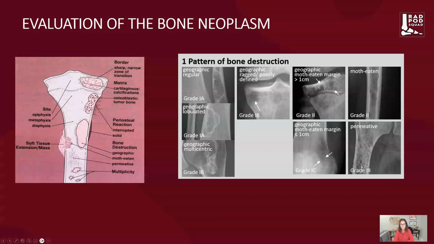Lastly, a permeative pattern. We can see there's areas of lucency that are over a length of bone, not any one particular area, but a very aggressive appearing lesion that's involving not only the intramedullary region, but the cortical layer in a grade 3 permeative pattern.